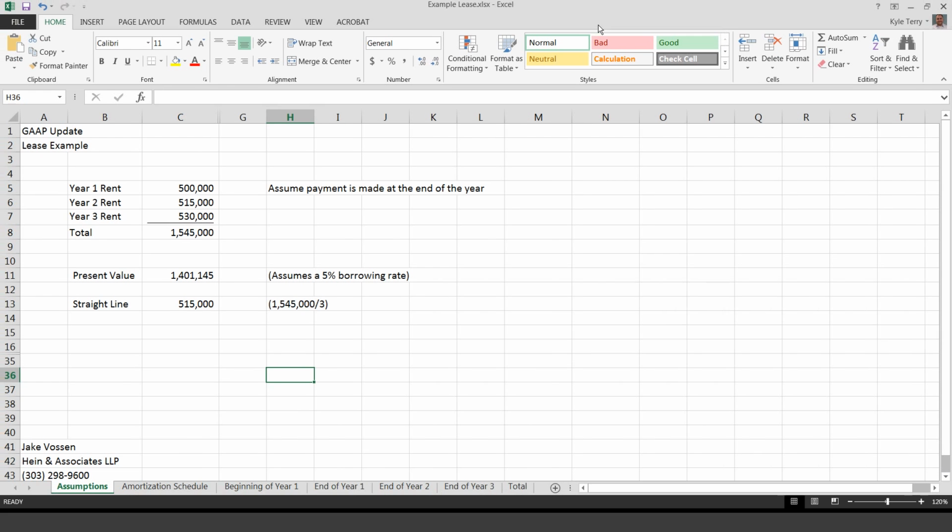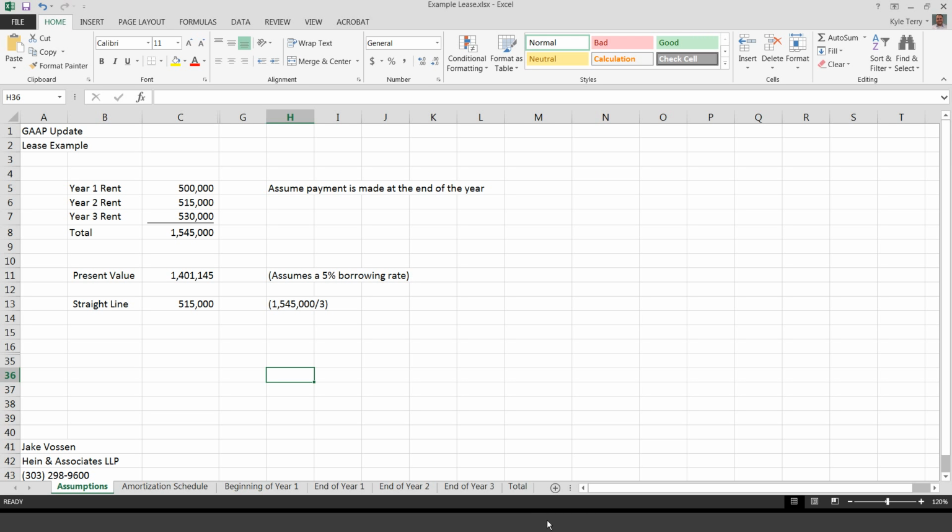Okay, so on this first screen here, we're looking at the typical type of a lease arrangement where we have some cash rent. It's going up slightly, $500 in first year, $515, $530 the third year. So then you would record that on your balance sheet either way, on either operating or capital lease, using your effective borrowing rate. And so we discounted that back to $1.4 million. That's the 5% discount off that stream of cash flow there. And then obviously our straight line, if we just straight line that expense, would be $515.